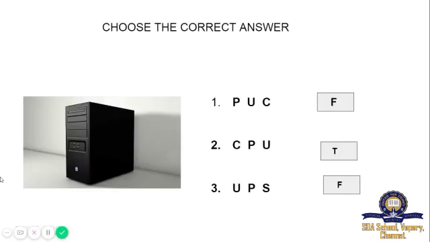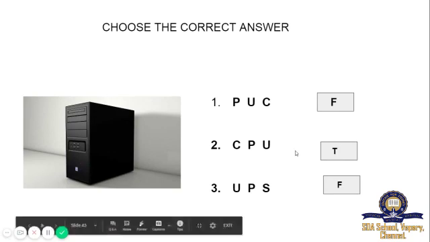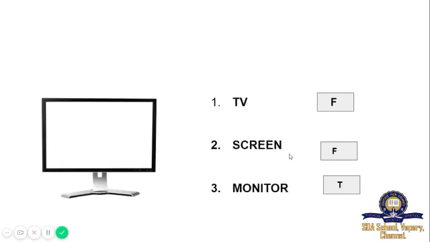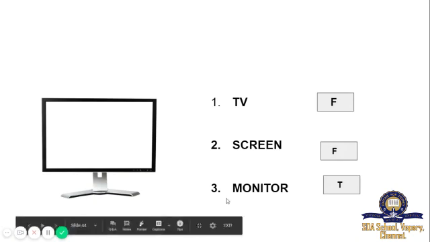Here, PUC, CPU, UPS. Which term is the right name for the picture? PUC, CPU or UPS? CPU is the right answer. This CPU is abbreviated as Central Processing Unit in the previous slide. Okay. Next. TV, screen, monitor. Which one is the right answer? Monitor is the right answer.